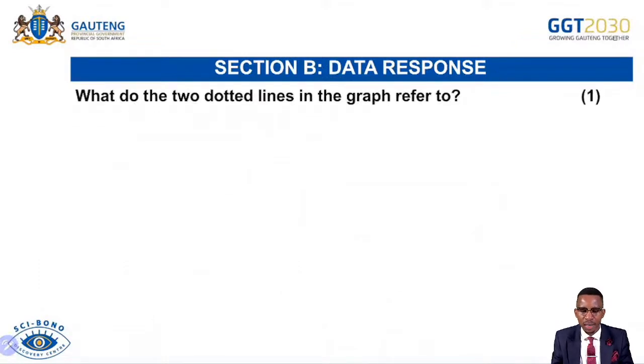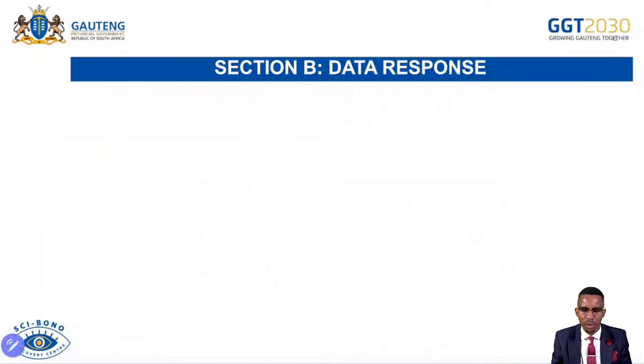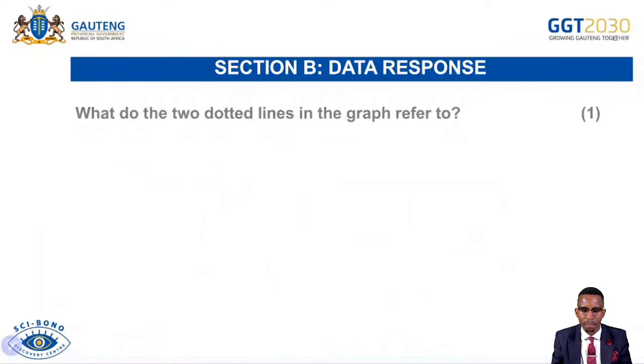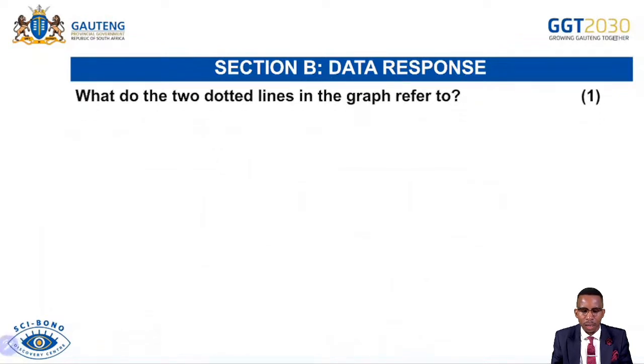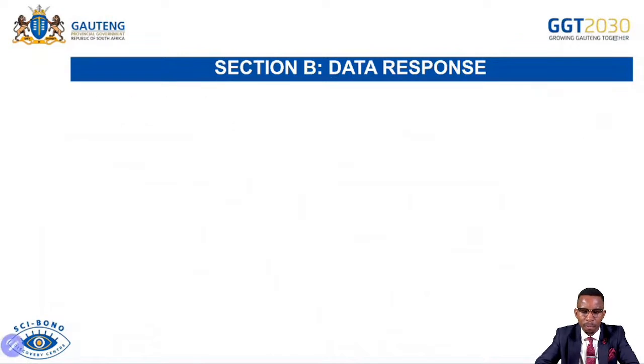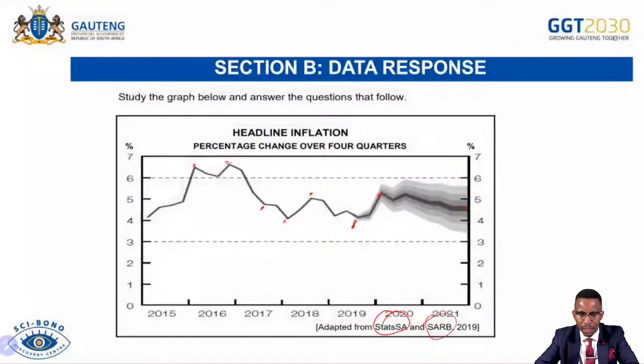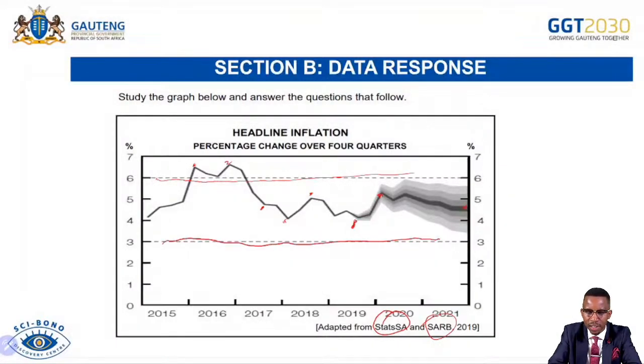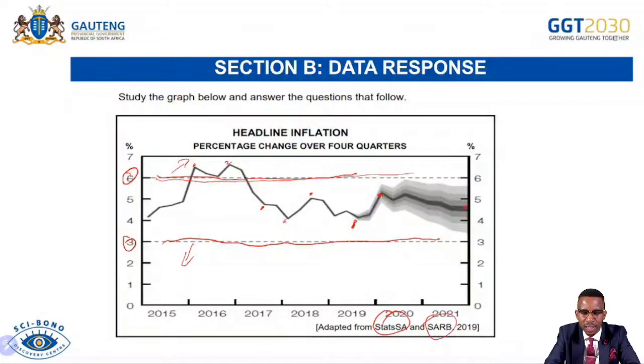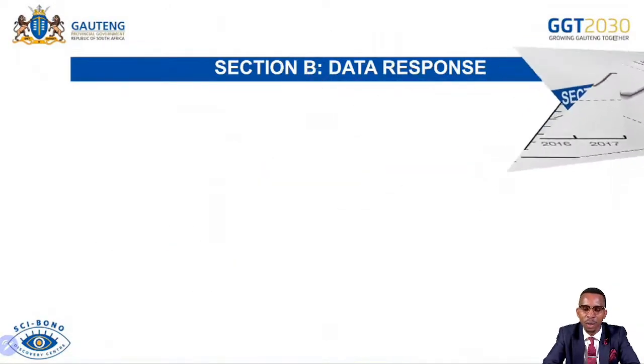And then what do the 2 dotted lines in the graph refer to? Let's look at the dotted lines in there. Okay, the dotted lines here indicate the inflation target. This is the minimum target, and this is the maximum target. Remember, our inflation target in South Africa is between 3 to 6%, meaning inflation can increase to 4%, 5% to 6%, but cannot go above 6%, and cannot go below 3% either. So the dotted lines indicate the inflation target of South Africa, which is between 3 to 6%.